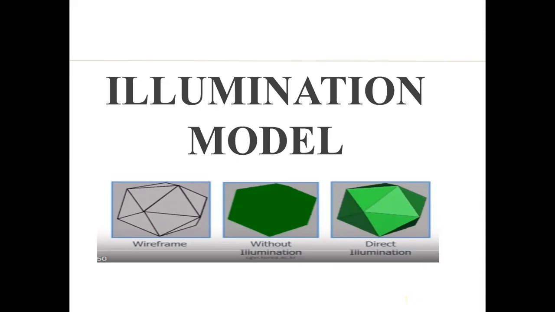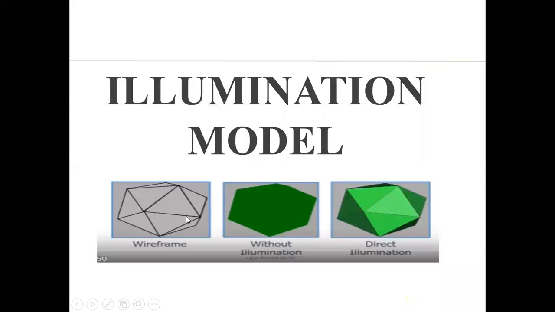In the last session, we discussed color models, in which we covered two basic types: the RGB color model and the CMY and CMYK color models. The next concept we will be discussing under computer graphics is the illumination model. So what do we mean by illumination? Illumination is nothing but lighting. So it is also called the lighting model.